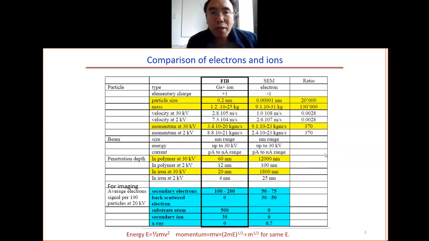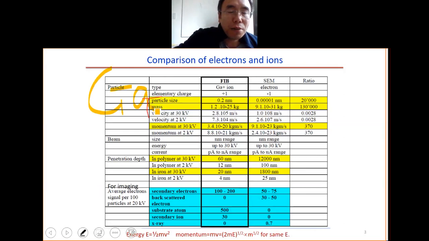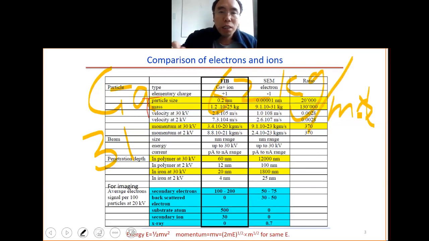So this table also compares the property of the electron and ion beam. So first, for the mass, we use gallium ion. The gallium ion has an atomic number of 31. So the atomic weight is about twice that, about 62 grams per mole. So the atomic weight is roughly double the atomic number.